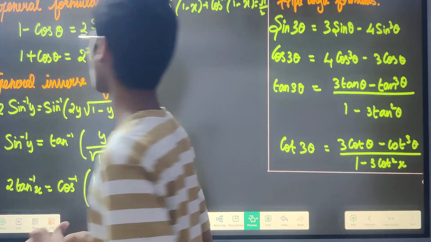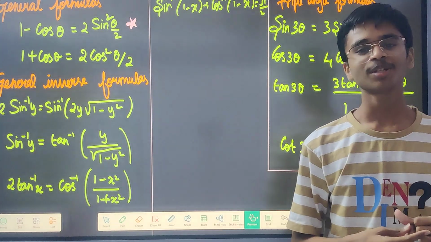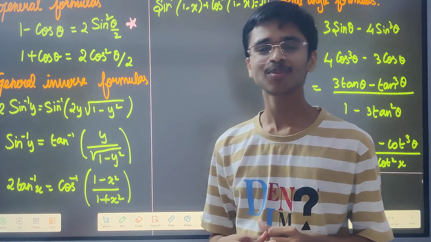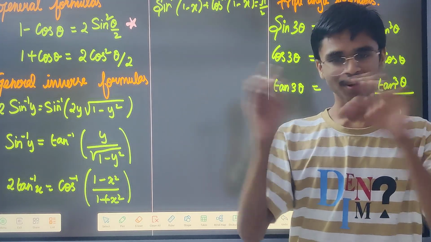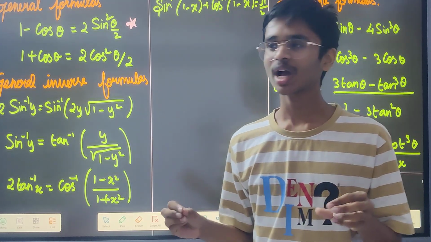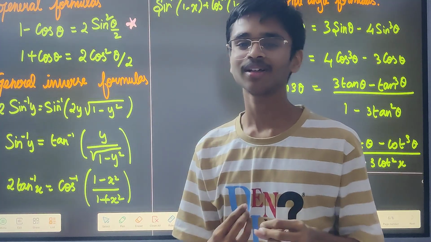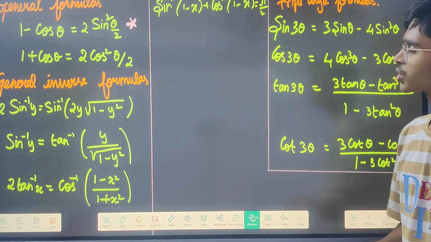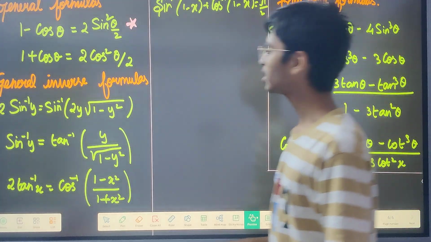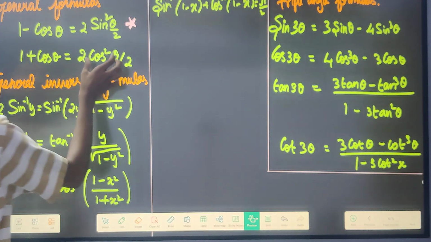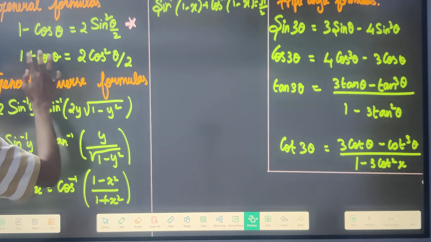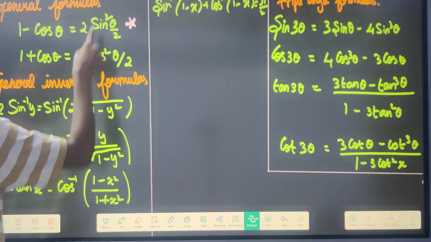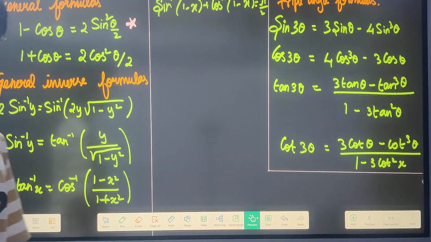Next is 1 plus cos theta. So 1 plus cos theta is going to be what? I don't know why I even used that mnemonic, but all I want is to learn that formula by heart, so no matter what story comes, I can put it into my brain. 1 plus cos theta is 2 cos square theta by 2. The only difference is here minus and here plus. Here it is sin square theta, here it is cos square theta.